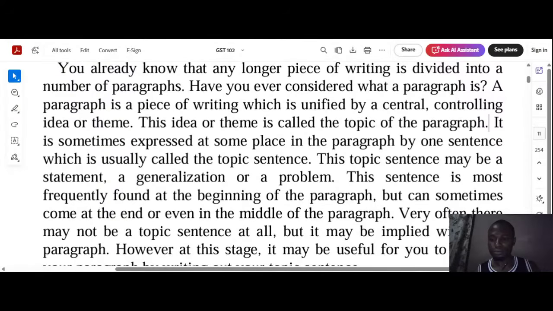So let's test ourselves and see where we get. All right, let's continue.